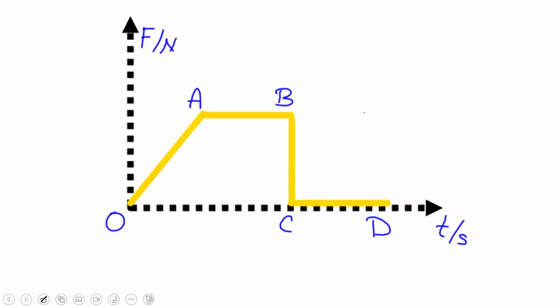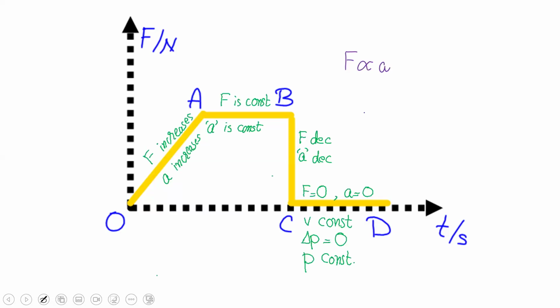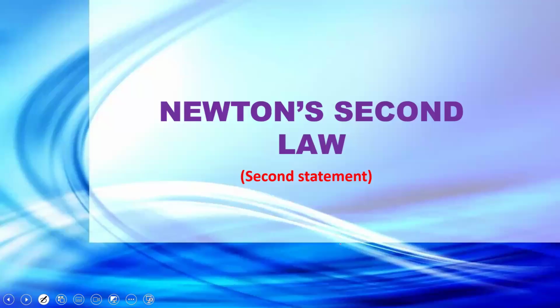Look at this graph. First, I will narrate this graph, then you will have to. O to A, force increases. A to B, force becomes constant, and B to C, force decreases. Then force becomes zero. Remember, area shows impulse. So in the graph, remember that when resultant force becomes zero, acceleration becomes zero, velocity becomes constant, impulse becomes zero, and momentum becomes constant.